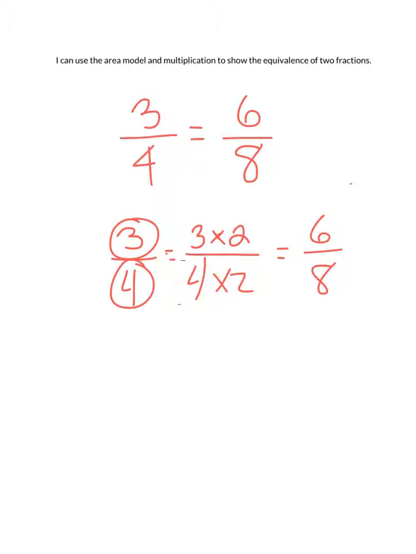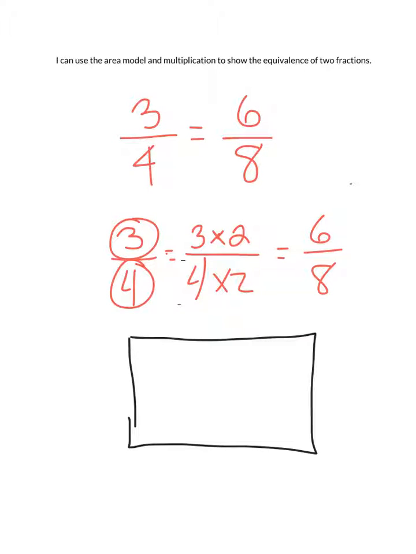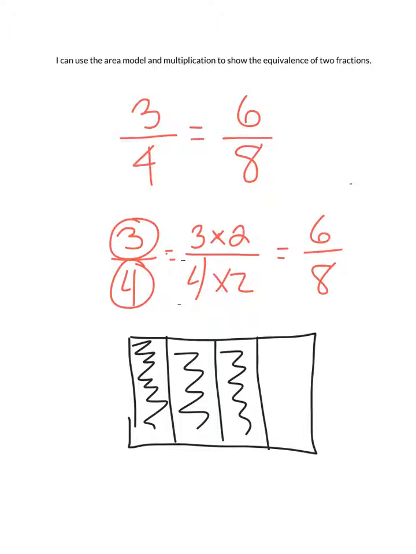To show that with an area model, I would just draw my area model. I would divide it into fourths. I would shade 3 of them. We were multiplying times 2, which means I was doubling the number of sections. To do that, I just draw one line through my area model. And then when I count the number of sections, I have 1, 2, 3, 4, 5, 6, 7, 8. And there are 1, 2, 3, 4, 5, 6 shaded. So I've used multiplication and the area model to show that this is true.